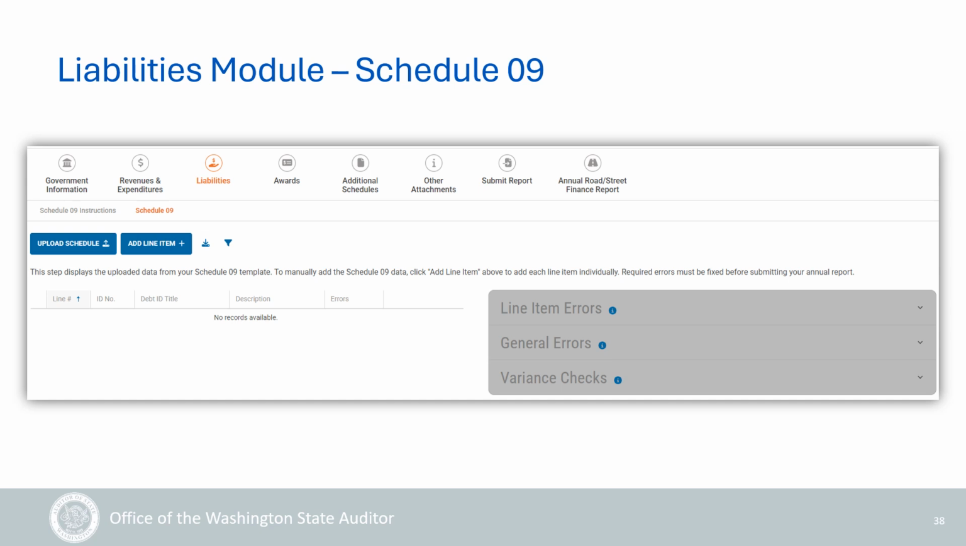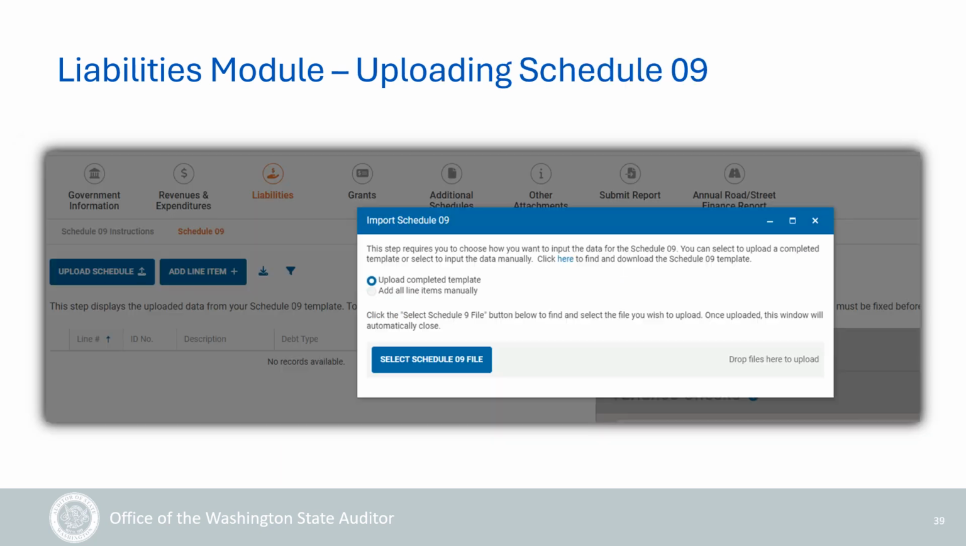Just like Schedule 01, there are two methods for importing this data. You can choose to upload a completed template or manually add the data. When you first get to the Schedule 09 step, this pop-up window will automatically open for you to select how you want to import the data. If you only have a few line items of data, it may be easier to add the line items manually. But if you prefer to use the template, we do provide a link to the templates page here.